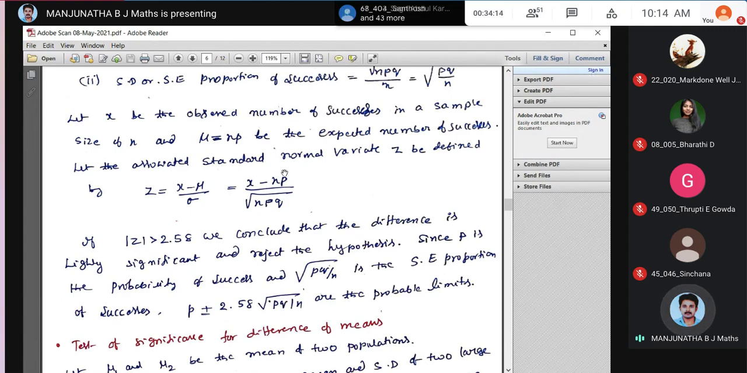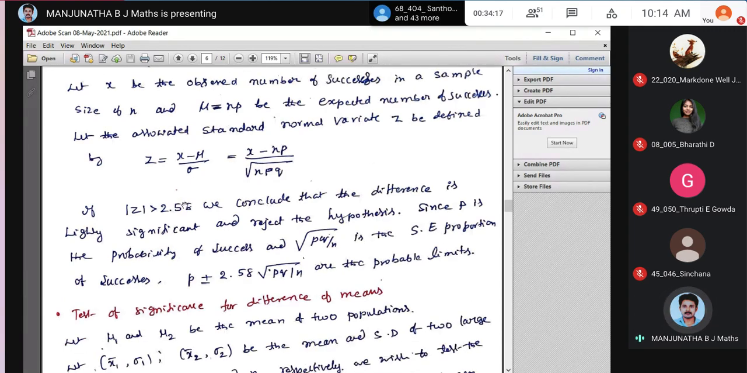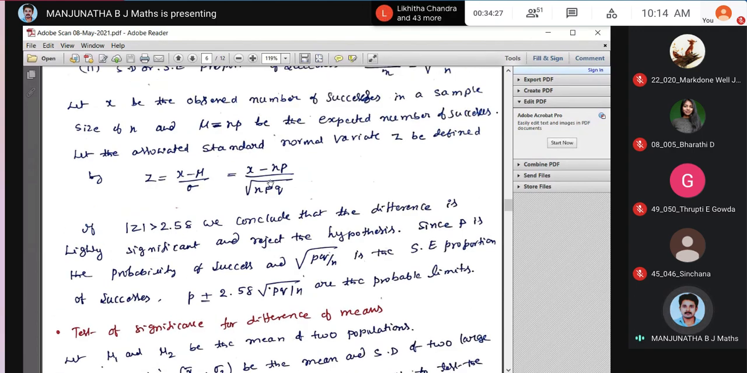Note here, if mod z is greater than 2.58, you compute z by using this formula when you have the observed number of frequency. If you know the proportion, then we can compute z by using this relation. If mod z is greater than 2.58, we conclude that the difference is highly significant and reject the hypothesis, since p is the probability of success and the square root of pq by n is the standard error of proportion of success, and p plus or minus 2.58 into the square root of pq by n are the probable limits.